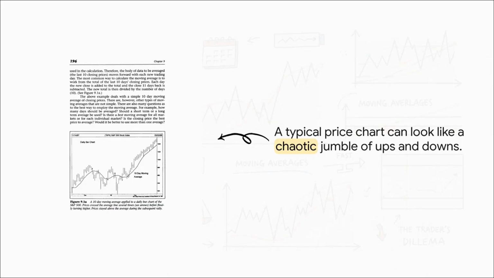So, if you've ever looked at a stock chart, you know exactly what this is, right? It's just a chaotic mess of ups and downs, all those daily price swings. Traders have a name for this, they call it noise. And trying to figure out where the market is really headed just by looking at this? Yeah, it can feel pretty much impossible.